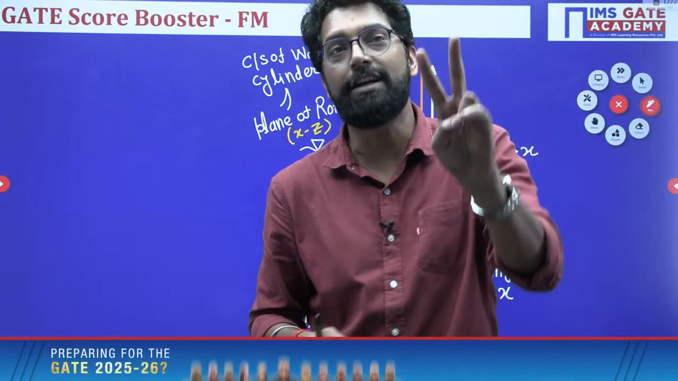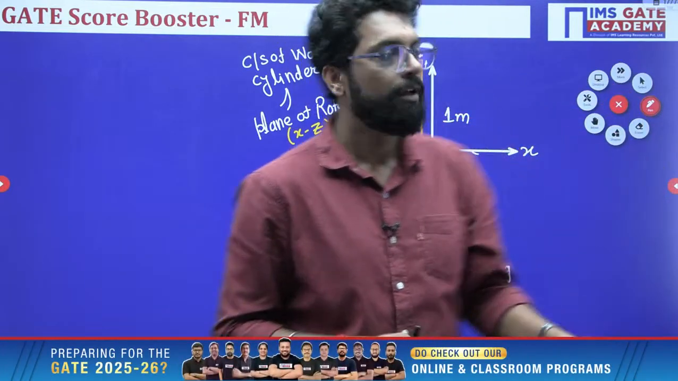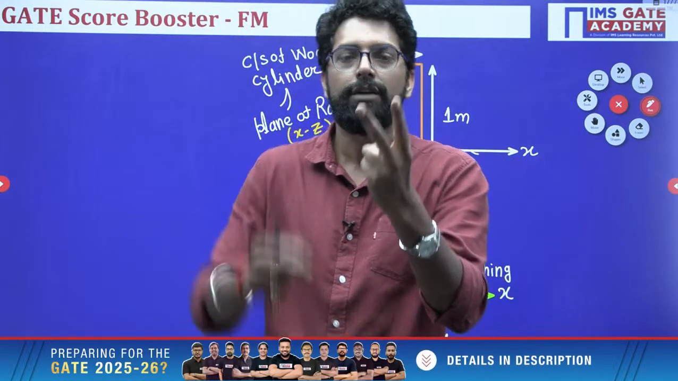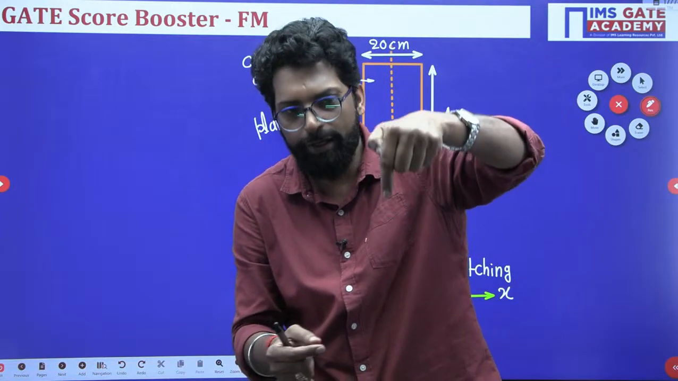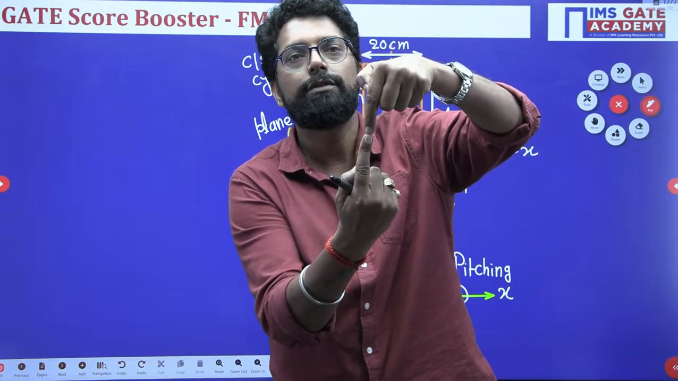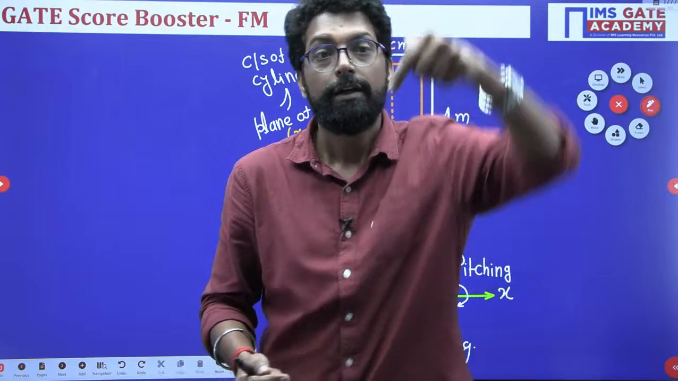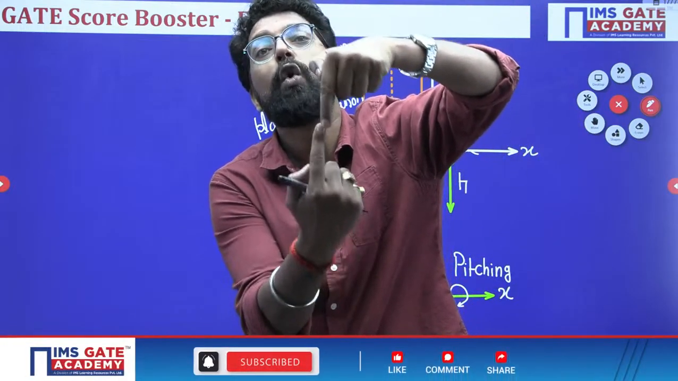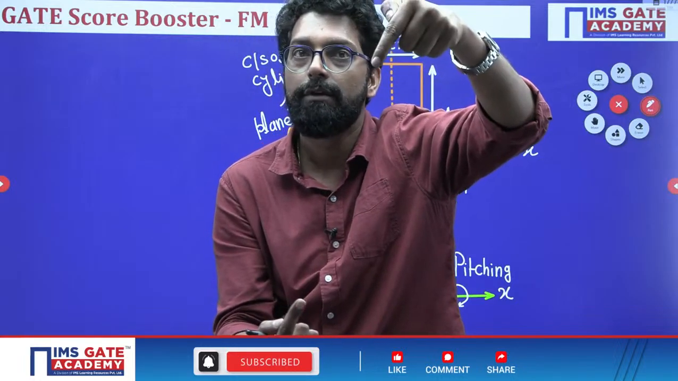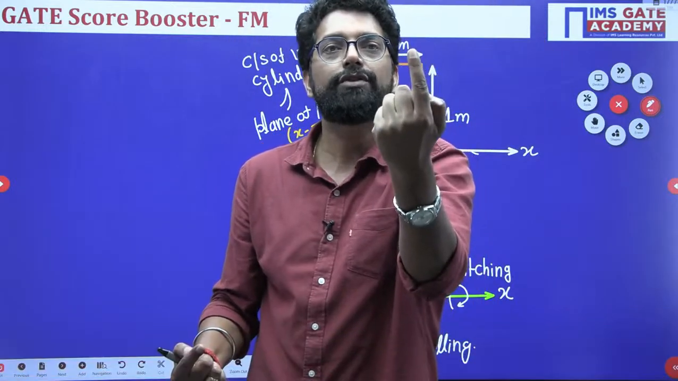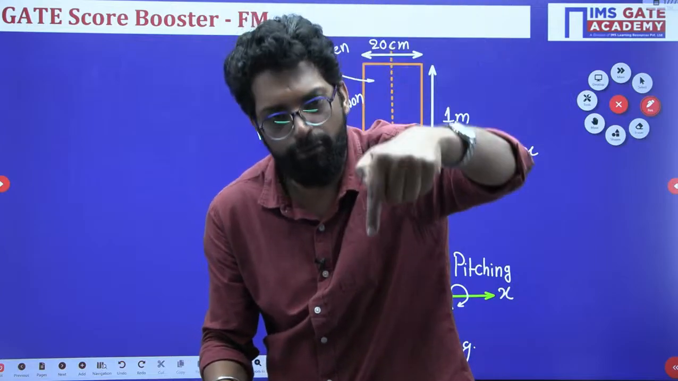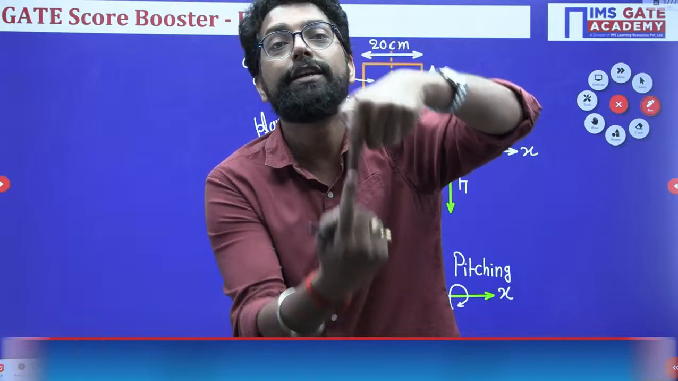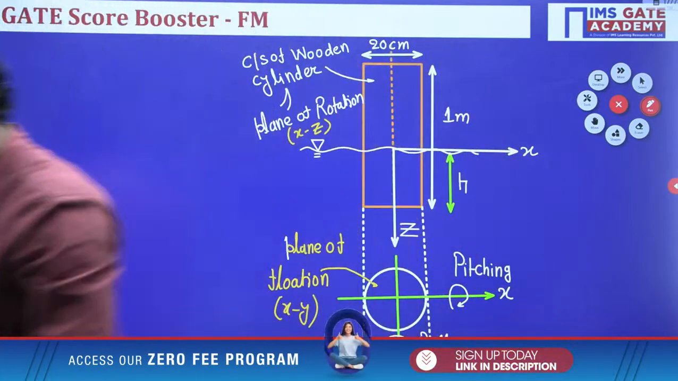What is the condition of an equilibrium body? There are two conditions. First, the weight of the body is exactly equal to the buoyancy force. Second, very important, the line of action of the weight and the line of action of buoyancy are collinear. That is the two conditions of floating.